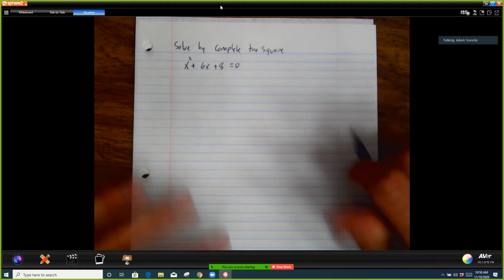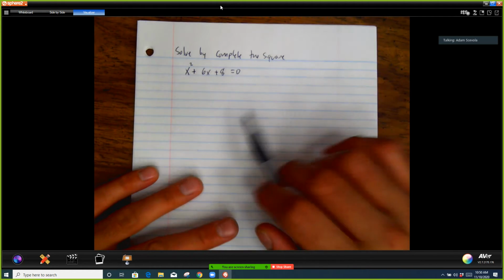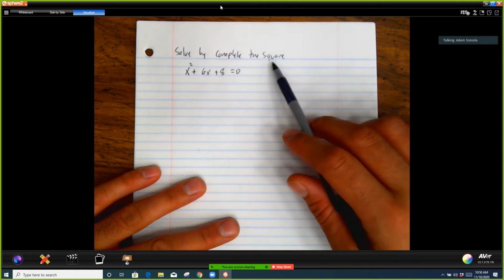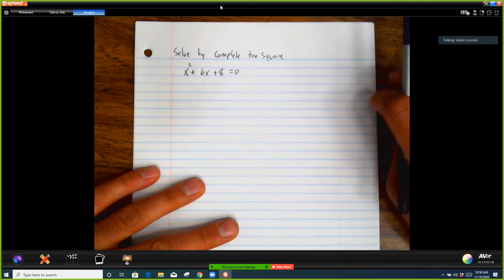All right, so we're just going to go over completing the square. So let's solve this equation, x squared plus 6x plus 8 equals 0 by completing the square. And this is a simpler example.